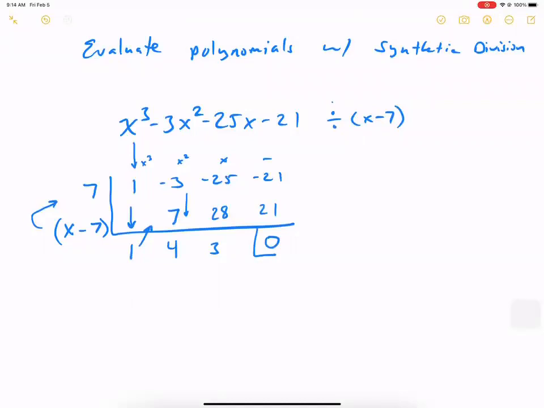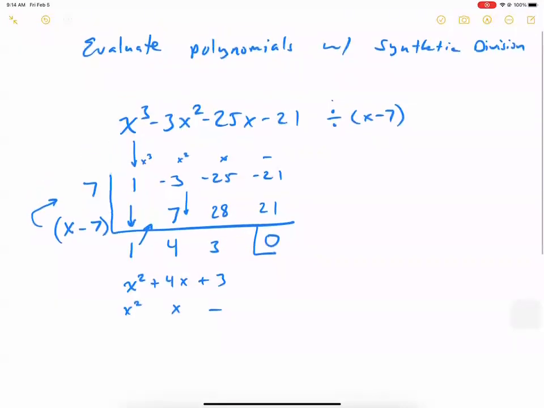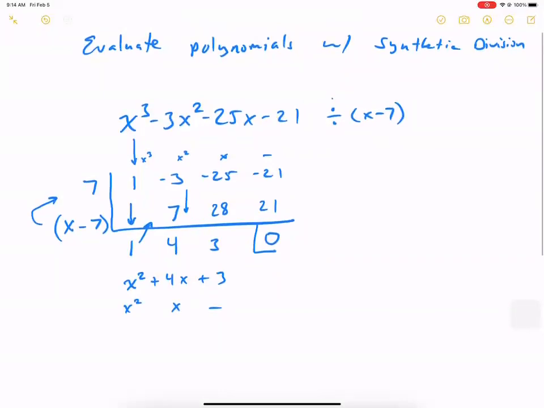To rewrite this, we said this was going to be x squared plus 4x plus 3. Because these are placeholders, x squared, x's, and constant, right? We go from highest x to lowest x to no x. Okay, so hopefully you guys are good with synthetic division. Now, here is another tool, which is what we're going to go with about synthetic division today. We can use it to evaluate a polynomial.